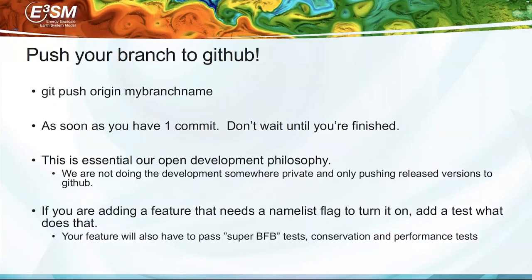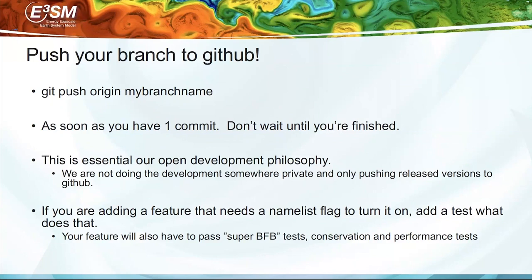You're now ready to push your branch to GitHub with a git push origin my branch name. And we'd like you to do that as soon as you have one commit. Don't wait until you're done. This is really essential to our open development philosophy. We're not doing the development somewhere private and then only pushing released versions to GitHub.